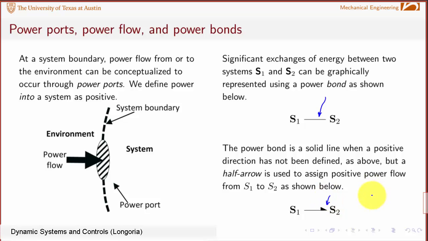Remember, we've already talked about signals as having just a full arrowhead, so we don't want to confuse signal flow with power flow. So the power flow convention was adopted by Professor Paynter back in the late 50s, and a half arrow is specific to designating power flow. And in this case, the power flow is positive from system 1 to system 2.